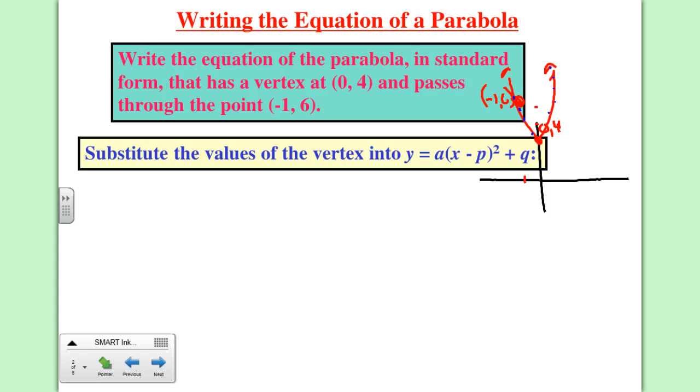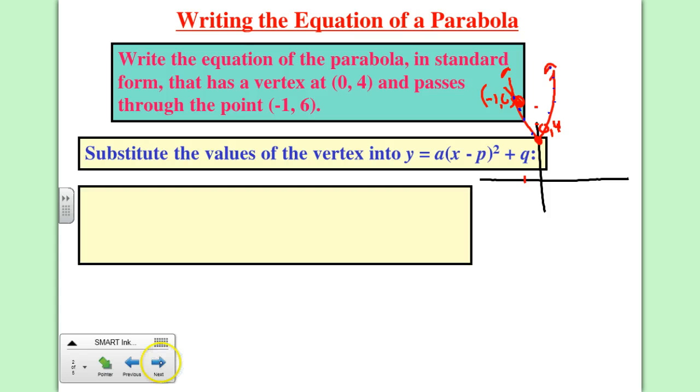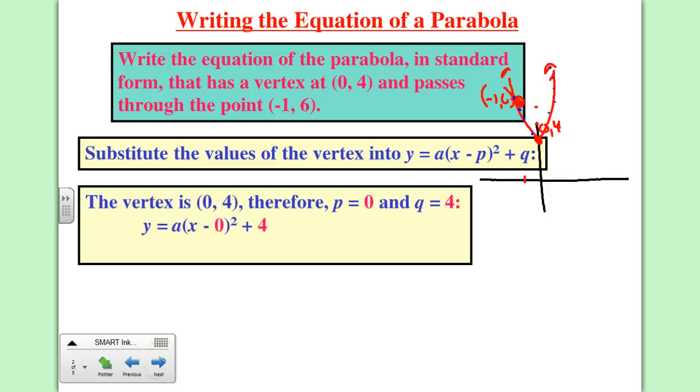Well, if we substitute the values of the vertex into p and q, we learned that our vertex is at (0, 4), so clearly we know that p is 0 and q is 4. And my vertex equation, or my a(x minus p) squared plus q equation, should look like that. So the only thing I really need to know is how much stretching has been done to this graph. Mariah was our stretcher in class. So what's the a value here?